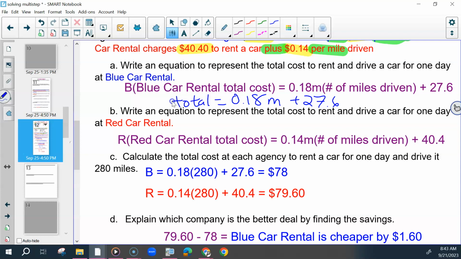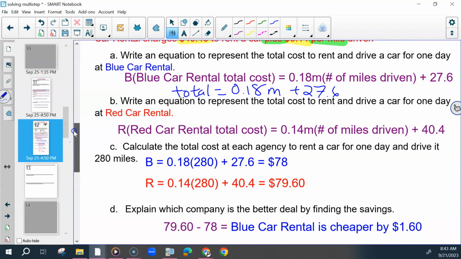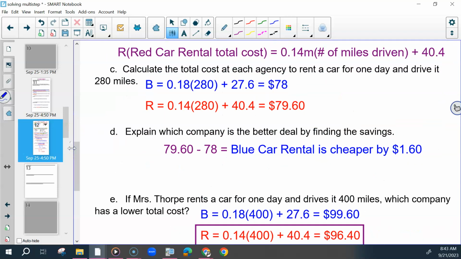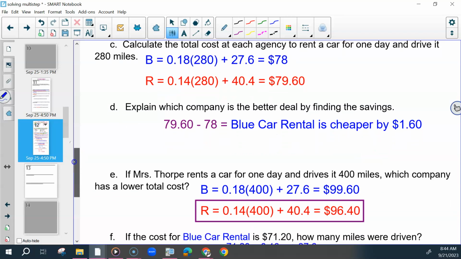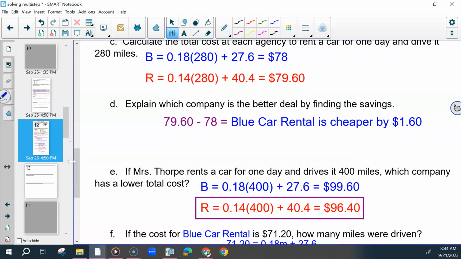Then part D, explain which is the better deal. Glue was cheaper. If you got red was cheaper, double check that for this one. E was similar to C, but now you're changing it to 400 miles. Putting those in and seeing the different costs.